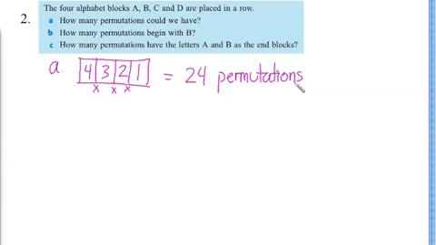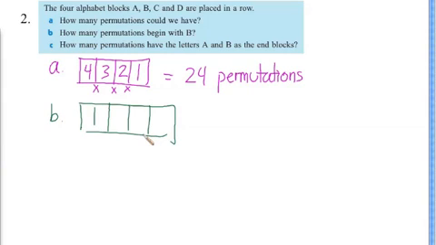Easy enough. In part B, now we're putting a requirement or a restriction on the first box, which is that we're going to lock in B on the first box. So I really only have 1 choice.